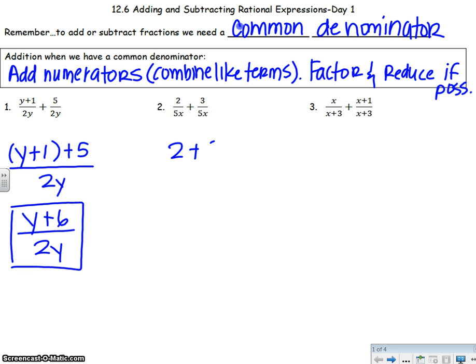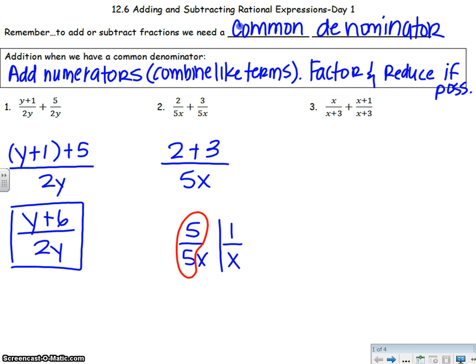2 over 5x plus 3 over 5x. We'll do 2 plus 3. Some tough math. 2 plus 3 will give us 5. So a 5 over 5x. Now here, we will be able to reduce. So we'll divide our 5's out, and then we will reduce that down to 1 over x, or 1 over 1x. Remember, you have to have something in your numerator. You can't just leave it blank, so make sure you use that 1 as a placeholder.